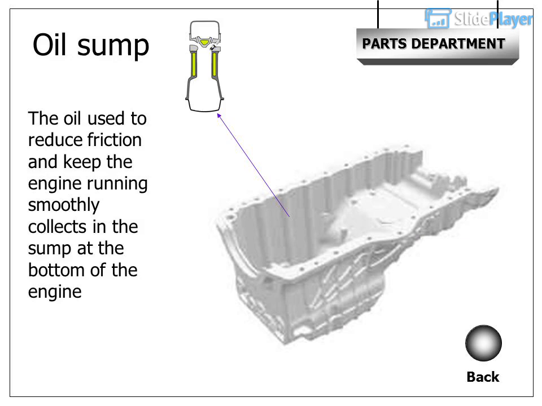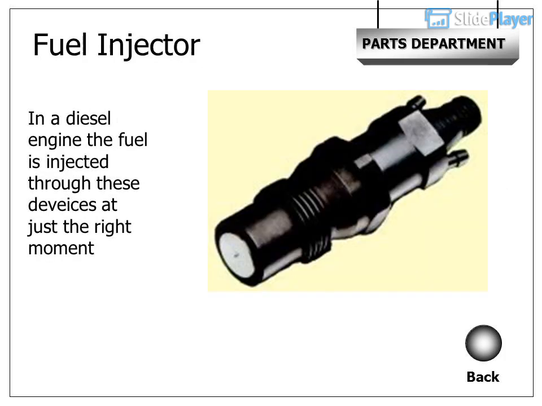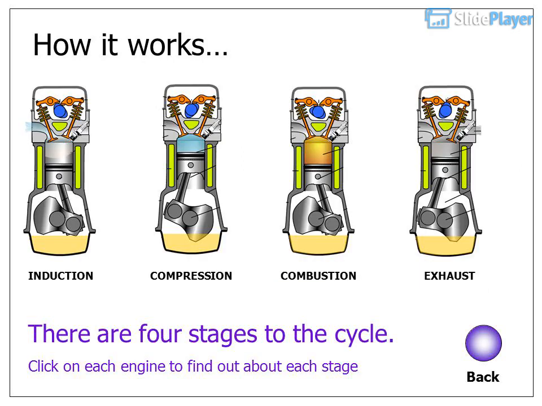The oil used to reduce friction and keep the engine running smoothly collects in the sump at the bottom of the engine. Back. Parts department. Fuel injector. In a diesel engine, the fuel is injected through these devices at just the right moment. Back. How it works. There are 4 stages to the cycle: induction, compression, combustion, exhaust. Click on each engine to find out about each stage.